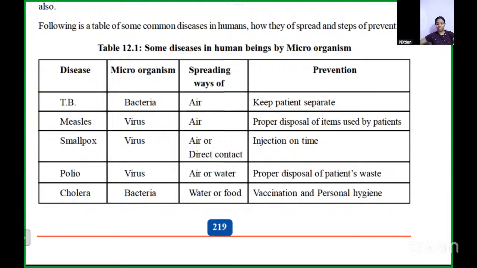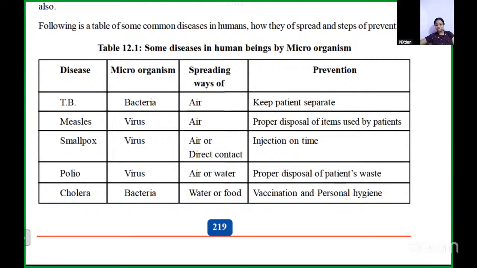Then we have measles. It is caused by a virus and it is spread through air. And how can it be prevented? By proper disposal of items used by patients. This is like a safety measure. If a person is having measles, you have to properly dispose of the used items, and I don't think you can really use them again.